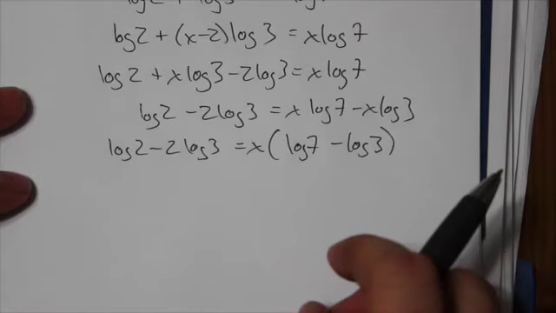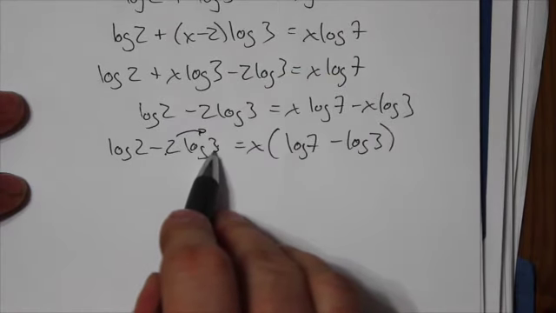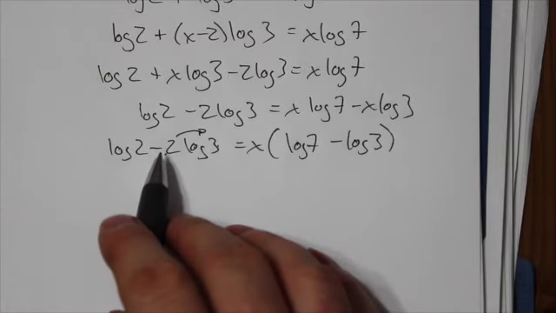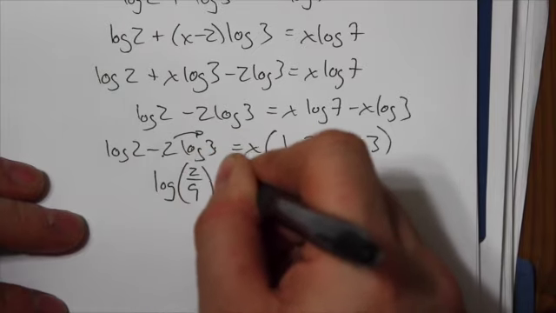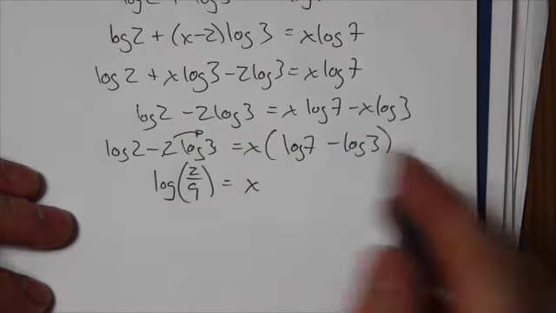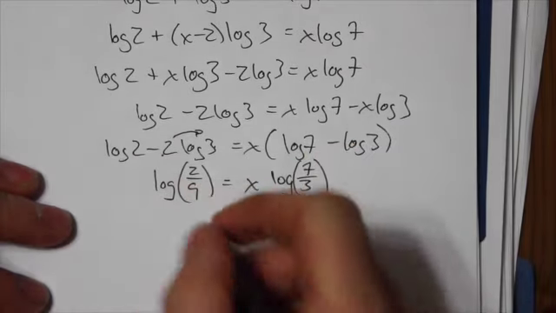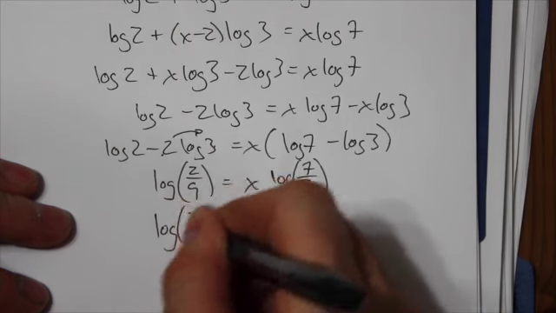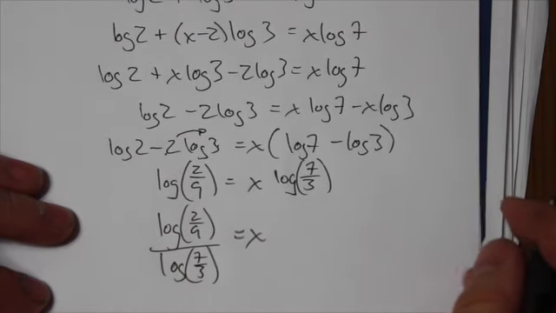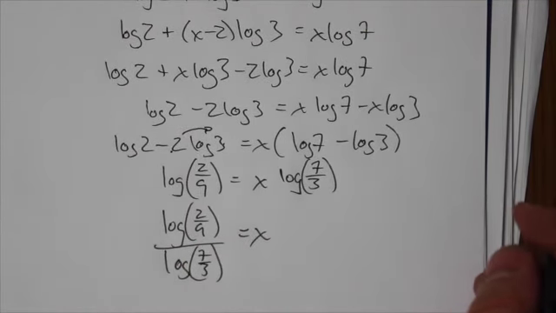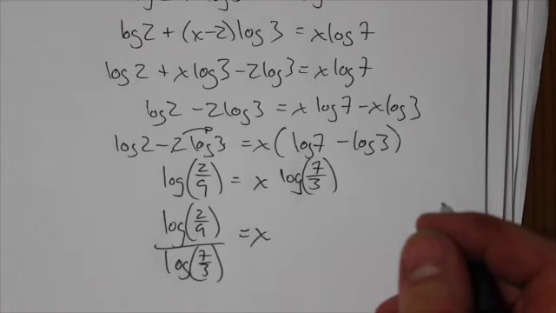However, this is not a bad opportunity to talk about simplifying. For example, I can bring the 2 up to the exponent of the 3, which would make that 9, and then subtraction becomes division. So this would become the log of 2 over 9. Over here, once again, subtraction becomes division, so this is x times the log of 7 over 3. And then I would just divide those out. And there we go. So x is equal to the log of 2 over 9 divided by the log of 7 over 3. You can plug that into your calculator and get this to whatever decimal place the question asks for.